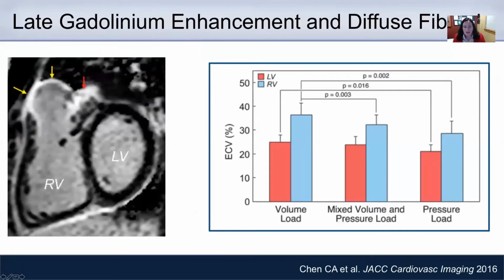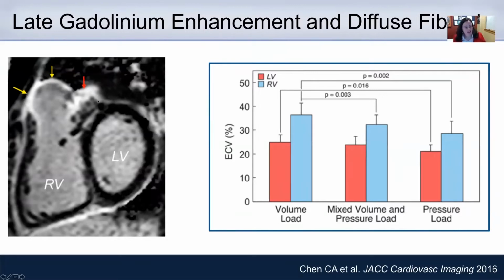We also use contrast on all first-time studies and then try to do that on interval visits, more if patients have ventricular dysfunction. What are we looking for? We know that in areas of prior surgery, there is dense late gadolinium enhancement. That's shown here with these yellow arrows.